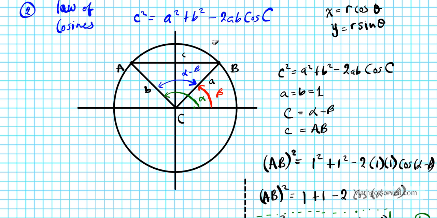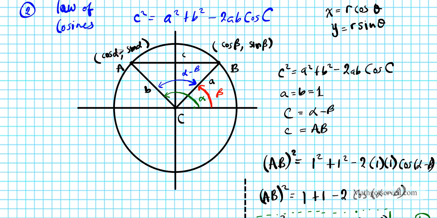So the coordinates of this point will now be r cosine theta. Since this angle is beta, this point is going to be 1 cosine beta for the x, and 1 sine beta for the y. I need not put the 1 there because it's a multiplicative identity, so just cosine beta and sine beta for the unit circle, okay? And for this point, the angle is alpha, so the coordinates of this point are 1 cosine alpha for the x, and 1 sine alpha for the y. All right, so there go the coordinates for the two points.